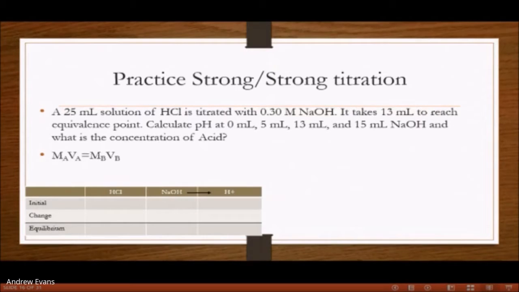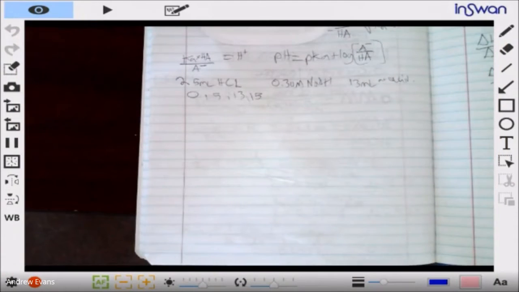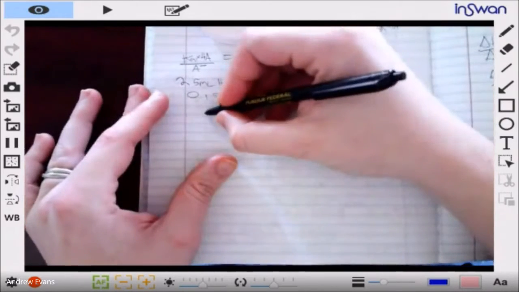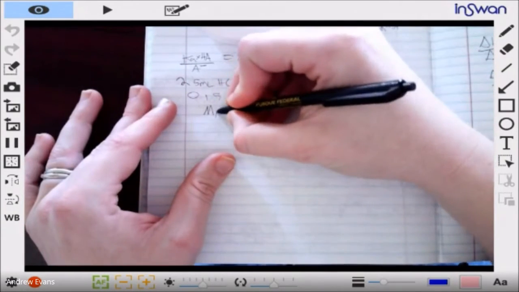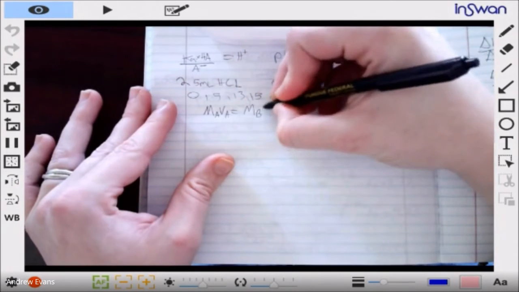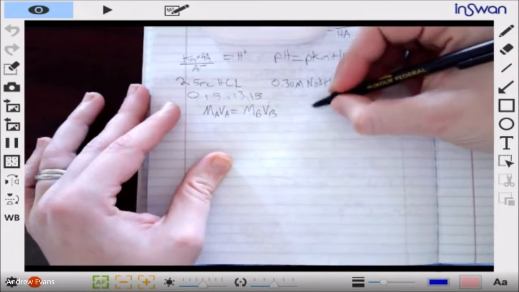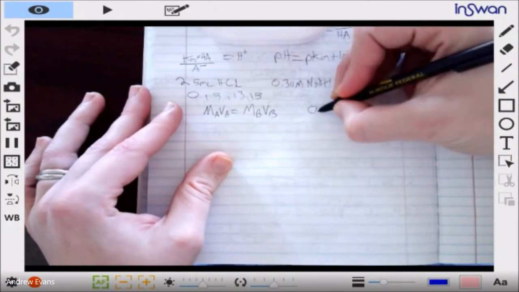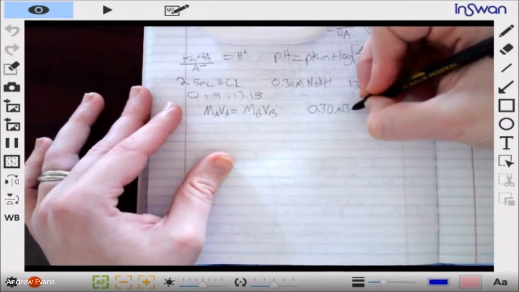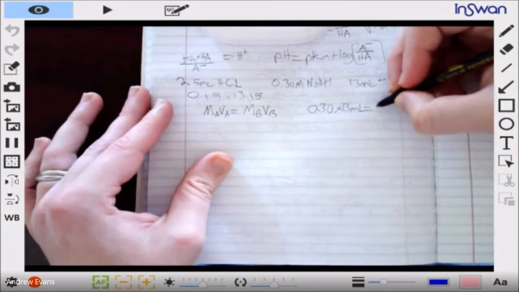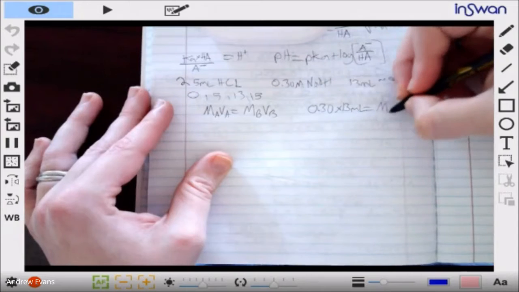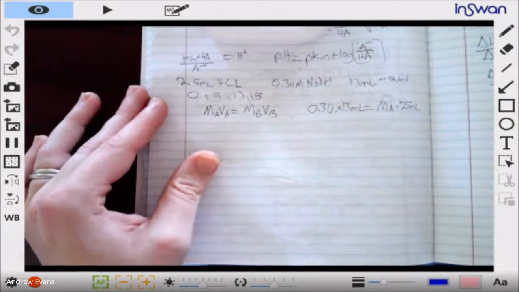Now you notice I haven't given you the molarity of the acid. However, we can calculate that with relative ease. We have to remember back to general chemistry. MaVa equals MbVb at equivalence point. Mb is 0.30. The volume of base needed, 13 mils. The volume of acid is 25 mils.